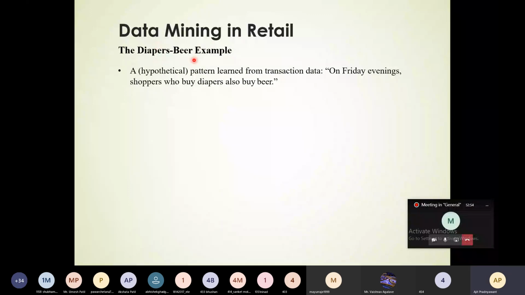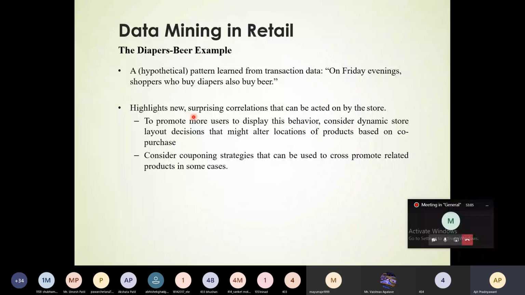This is one example, diaper beer. A hypothetical pattern learned from the transaction data: on Friday evening, shoppers who buy diapers also buy beer. This highlights a new, surprising correlation that can be acted on by the store. To encourage more users to display this behavior, consider dynamic store layout decisions that might alter the locations of products based on co-purchase. Consider couponing strategies that can be used to cross-promote related products in some cases.